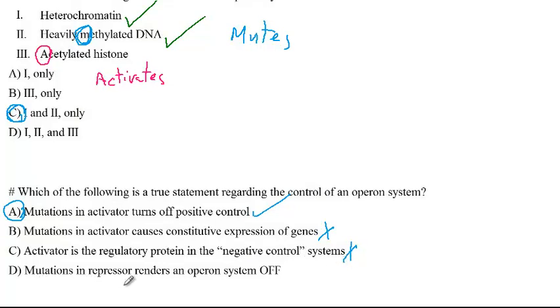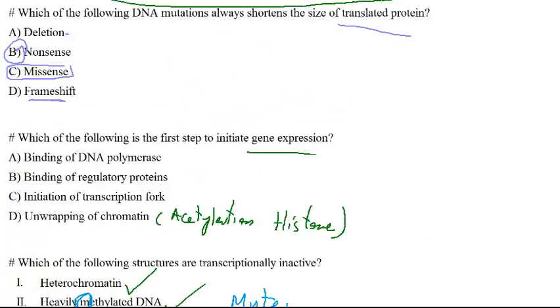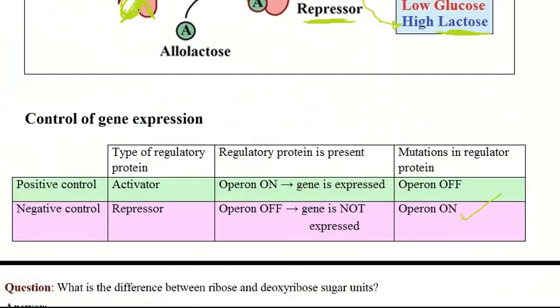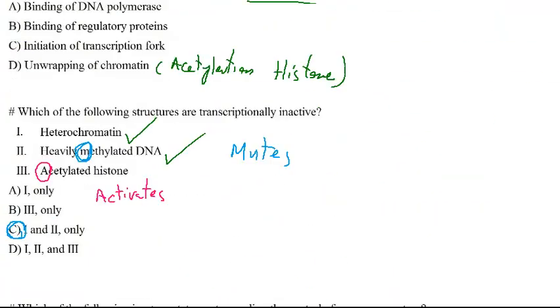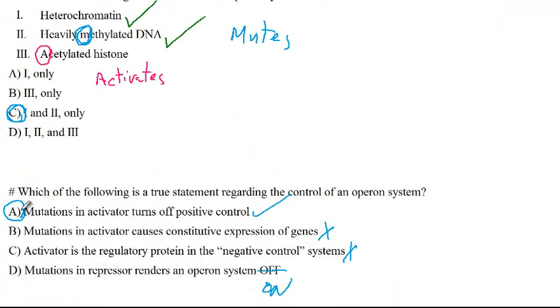And then finally, mutations in repressor renders an operon system off. So what happens with the mutations in a repressor is that it doesn't turn off the operon anymore. So it should be that it renders an operon system on. And so here, let me show you right here. If you have a mutation in a repressor, it renders an operon system on, as a consequence of which now the gene can be expressed. All right, so that was the last question, which makes choice A the correct answer.